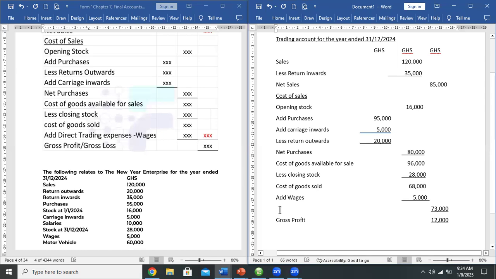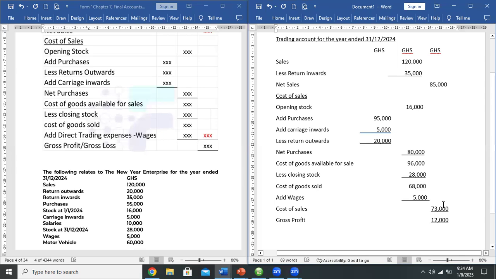But plenty fish does not spoil soup. So if you don't want to get confused, you can write cost of sales. But that will look like a repetition. You have cost of sales, but it doesn't matter. So it's your net sales minus your cost of sales.